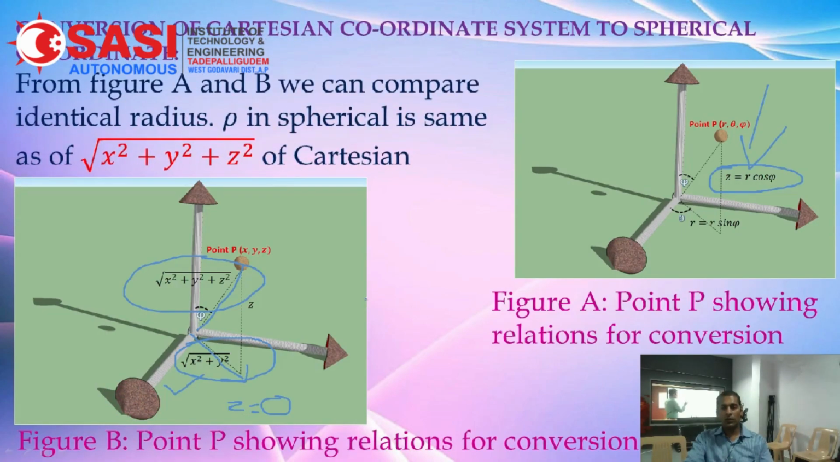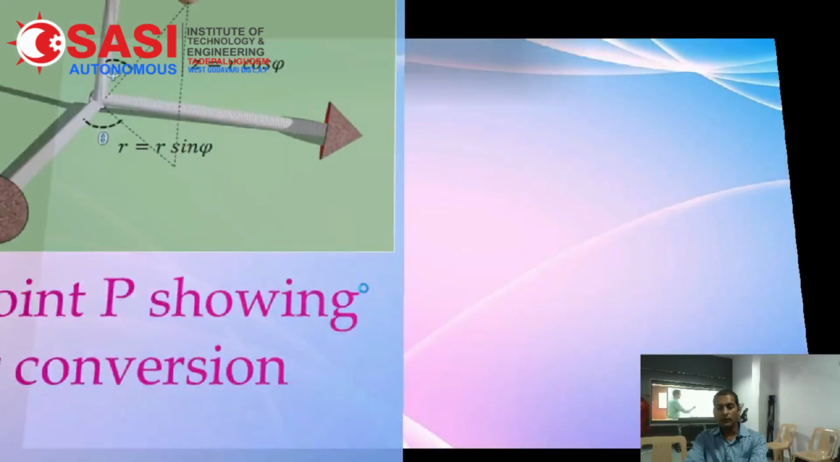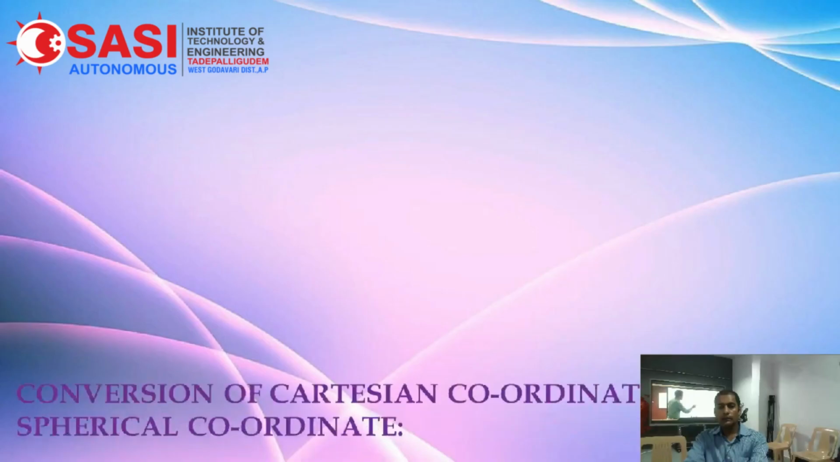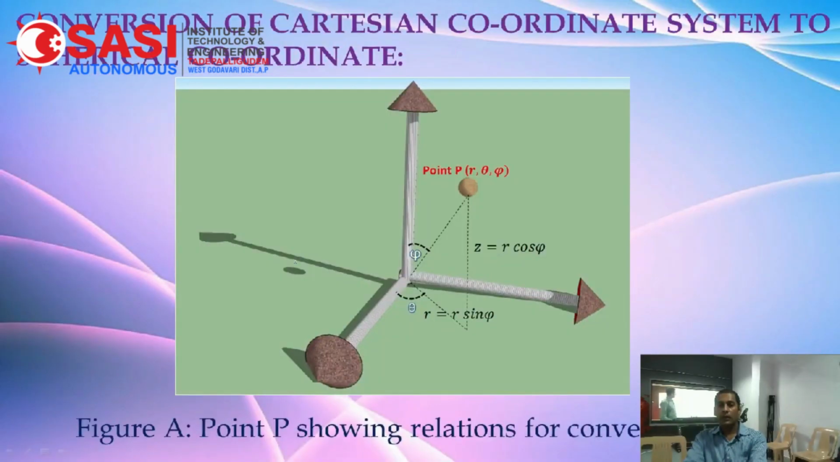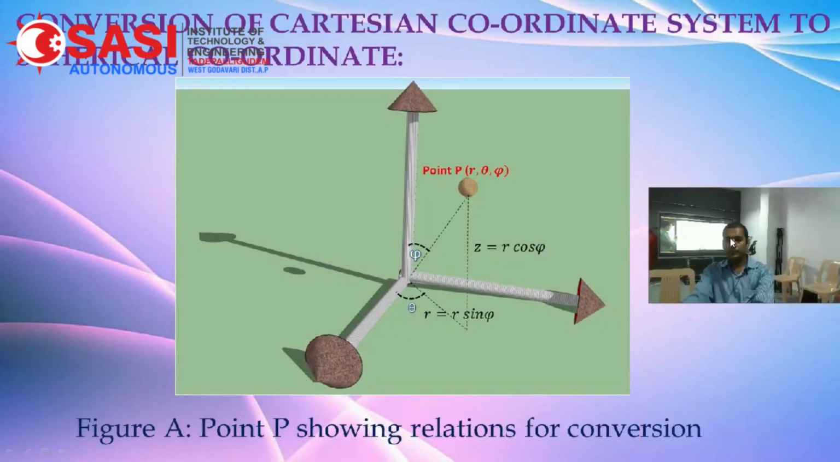So this is r in spherical. It is the same as in Cartesian. Now here we can see these are the relations by which we can define point P in Cartesian as well as convert it into spherical.